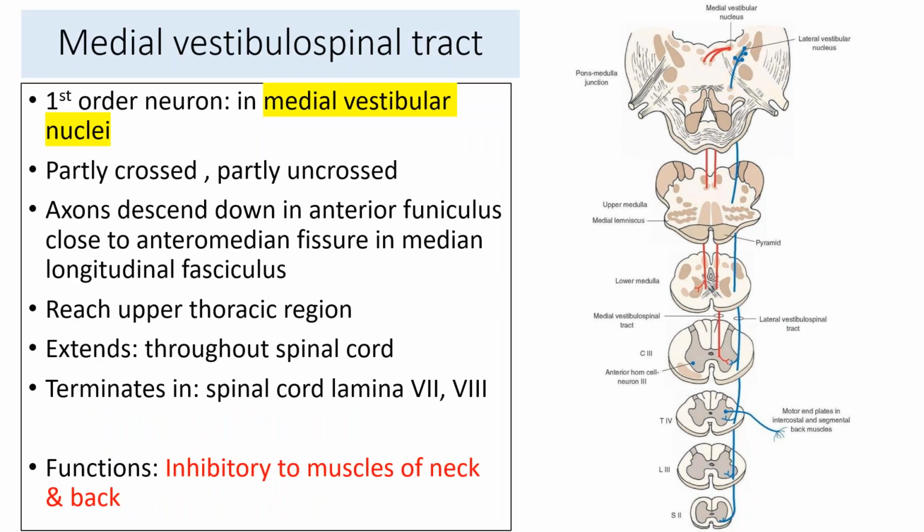Medial vestibulospinal tract, as the name suggests, will arise from the medial vestibular nucleus. This is a medial vestibular nucleus denoted by the red color. And this is for the inhibition. Its function is to inhibit the muscles of the neck and the back.